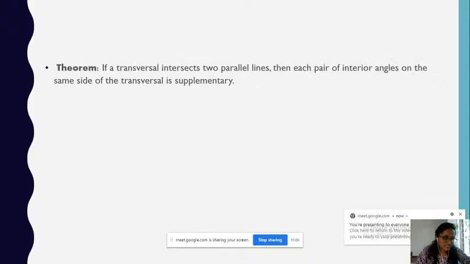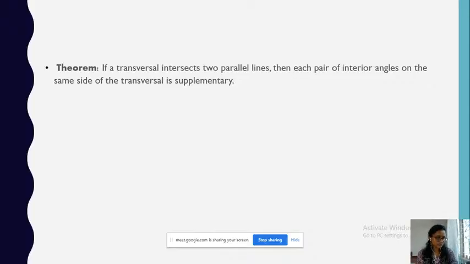Okay, so if a transversal intersects two parallel lines, then each pair of interior angles on the same side of the transversal is supplementary. So by the time everyone joins, try to find the converse of this statement. We have seen two or three theorems and their converses, so try to come up with the converse. You can give your answers through the chat box. After everyone joins, I'll start.